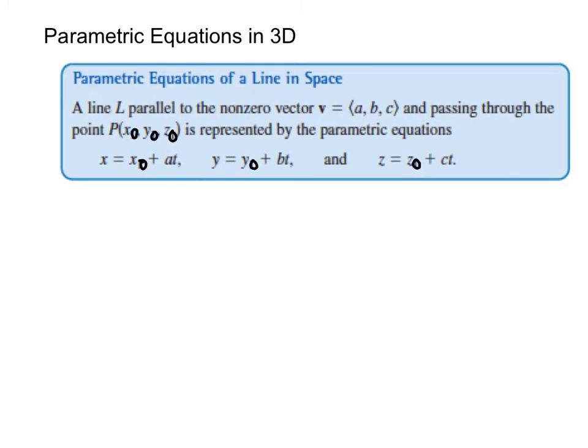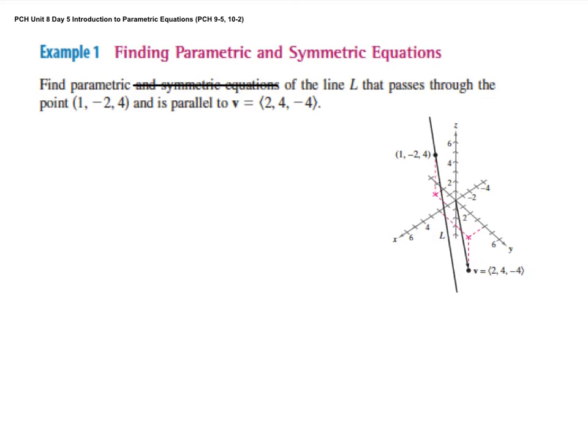But you take the x component of your velocity, and that's what you multiply by t. You take the y component of your velocity, and that's what you multiply by t. You take the z component of your velocity, and that's what you multiply by t. So, nothing to it. Let's look at one.